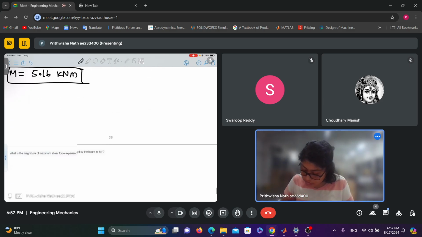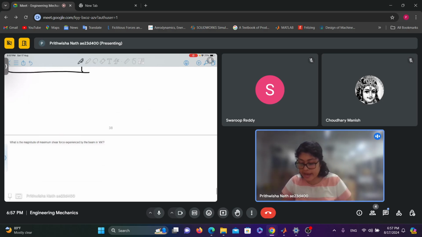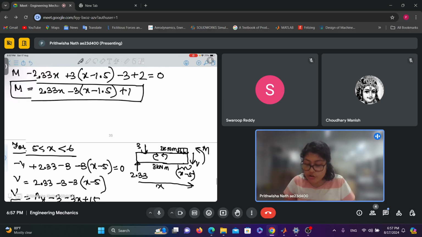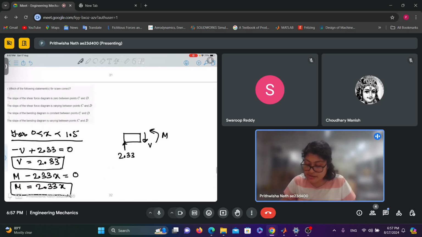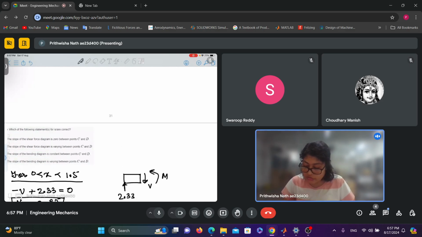Now the last part of the question, the magnitude of the maximum shear force experienced by the beam. Now we will draw the SFD, okay? And we need to answer this question also. Which of the following statements are correct? Now we will draw SFD.